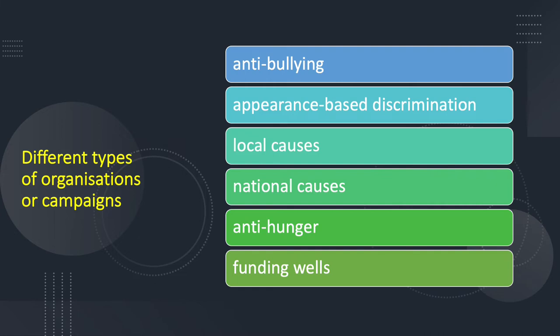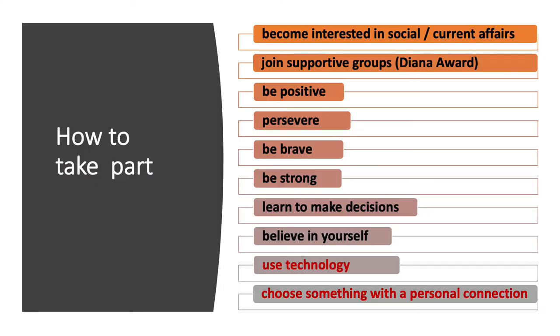This is the first part of the body. That's the first rubric: different types of organizations or campaigns. They are against bullying, hunger, appearance-based discrimination, local causes, national causes, and funding wells. So you need to talk about these factors briefly in your body paragraph 1. All right? Then you can move to body paragraph 2.